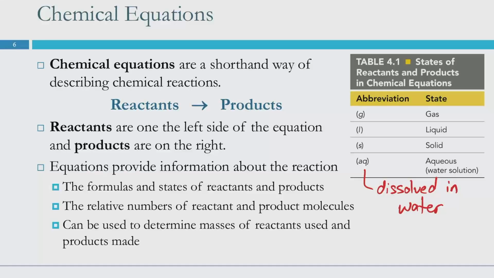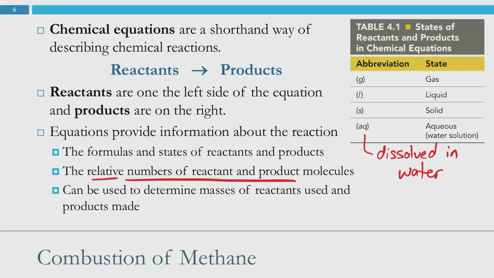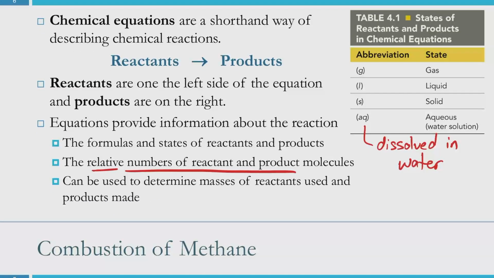Equations are also going to provide us other information beyond just the formulas and the states. And not all reactions will give you the reactants and products in terms of their state. Some of them leave them off. We'll also be including the relative number of reactants and product molecules, or formula units, or whatever they are. And we can use these equations to determine the masses of the reactants and the products, if we know some of the other variables.